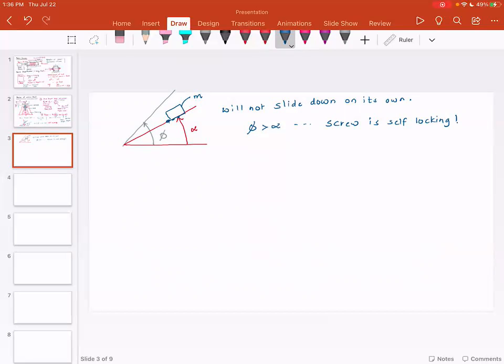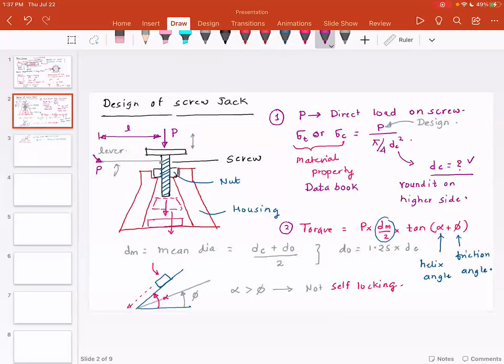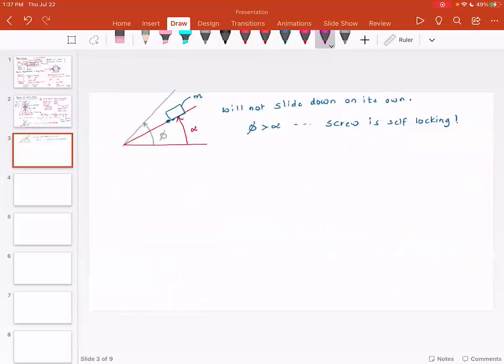The next thing we want to do, with all this information, is find the value of torque, which is given by P multiplied by dm by 2 tan(alpha plus phi). And this torque is going to act on the screw. So let's find out the torsional stresses. What is the value of tau? Since torque is acting and a power screw is like a shaft, we have to use the equation T divided by J multiplied by r. T divided by pi by 32 dc to the power 4, times dc divided by 2. That gives the value of torsional stress.